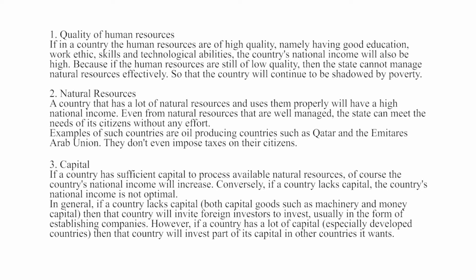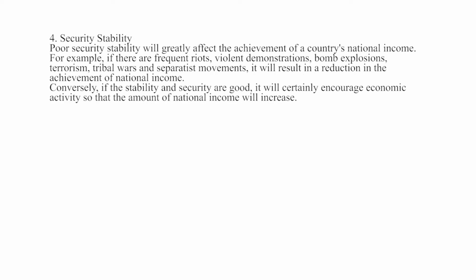However, if a country has a lot of capital, especially a developed country, then that country will invest part of its capital in other countries it wants. Number 4, security stability. Poor security stability will greatly affect the achievement of a country's national income. For example, if there are frequent riots, violent demonstrations, bomb explosions, terrorism, tribal wars, and separatist movements, it will result in a reduction in the achievement of national income.